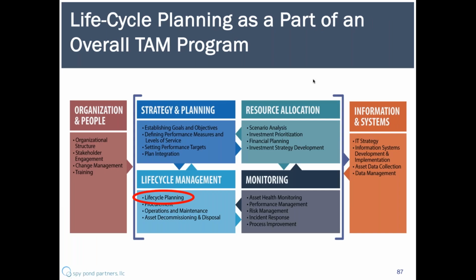Okay, next slide. So finally, I'd like to talk about life cycle planning as a part of an overall TAM program. This figure is basically a simplified version of the Institute for Asset Management, IAM, Asset Management Anatomy, showing 6 key areas where one needs to focus as part of an overall asset management plan: organization of people, strategy and planning, resource allocation, life cycle management and monitoring, as well as information systems.